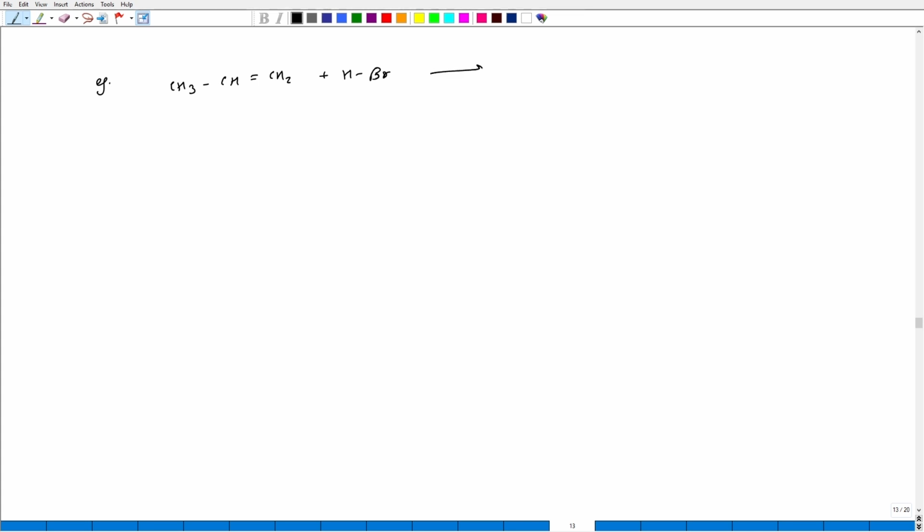Okay. So, there are two possibilities. One is, let us say, the hydrogen goes to the center carbon, the hydrogen goes to this carbon and the bromine goes to this carbon. The other possibility is that the bromine goes to the center carbon and the hydrogen goes to this carbon. Both of the molecules are different.